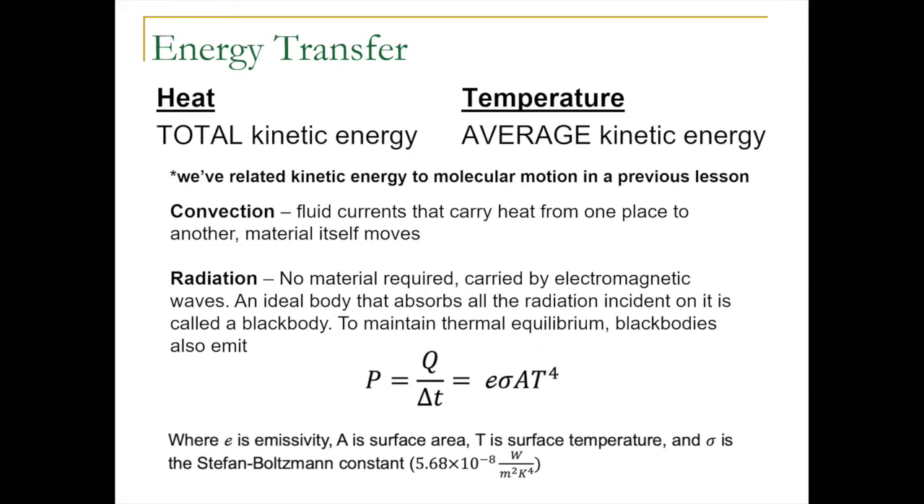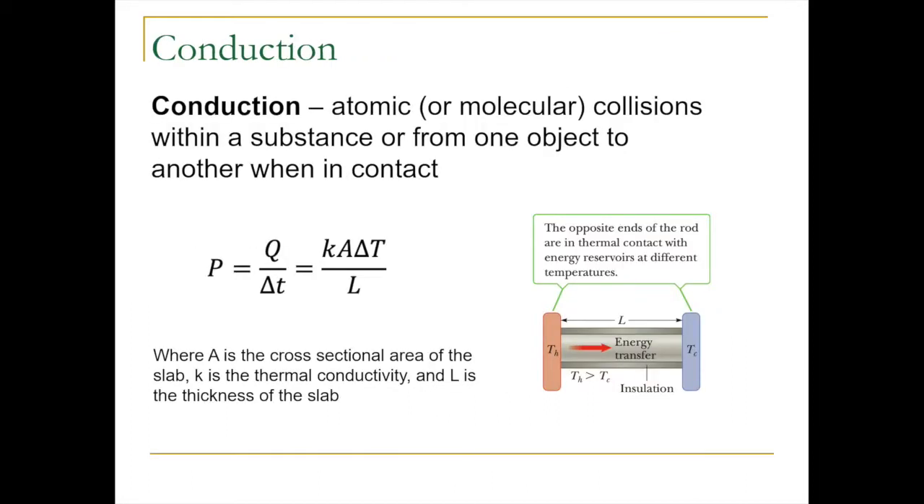A is the surface area, T is the surface temperature, and sigma is known as Stefan-Boltzmann's constant, which is the value you see before you. So for anybody that's looking into something like astrophysics, this is certainly an equation that you'll see a lot. For the sake of our discussion, though, we're going to focus on the idea of conduction.